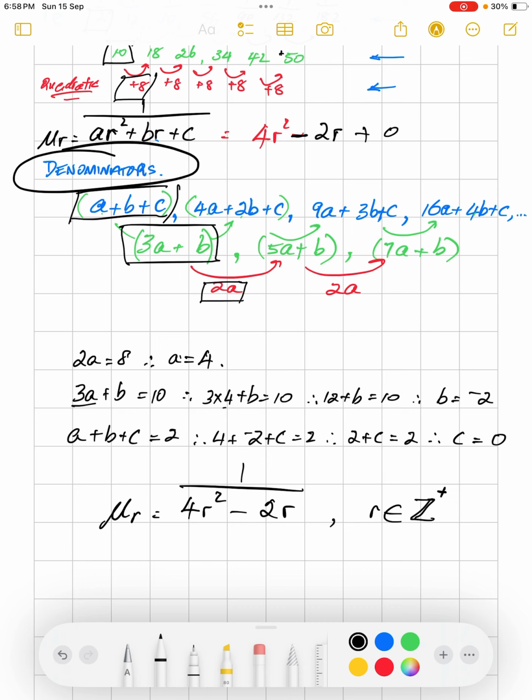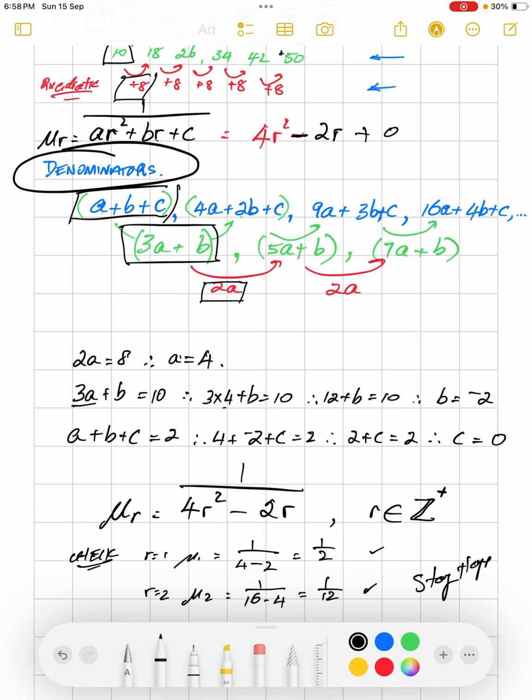And if you wanted to check, no harm in checking. Where r is 1, the first term is 1 over 4 times 1 minus 2 times 1, and you get a half. That's correct. If r is 2, then you substitute 2. 4 times 2 squared is 4 times 4. 2 times 2 is 4. 16 minus 4 is 12. So you see we're starting to get the pattern. 1 over 2, 1 over 12. We're looking good.